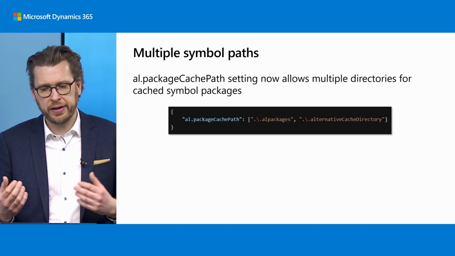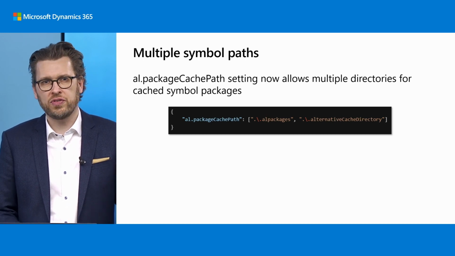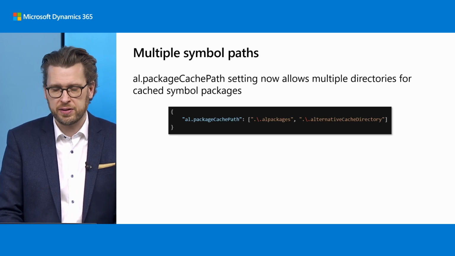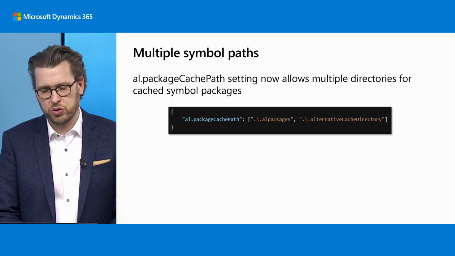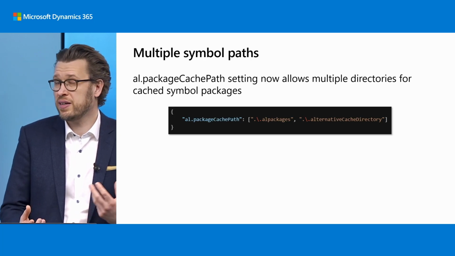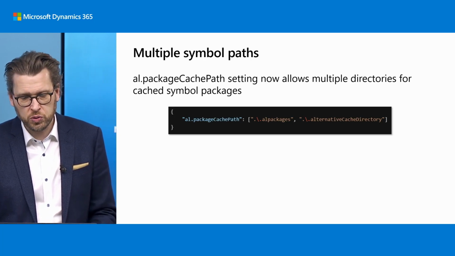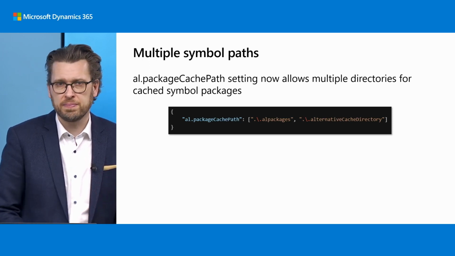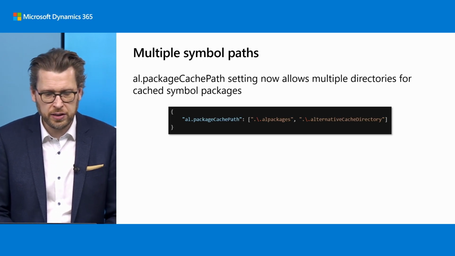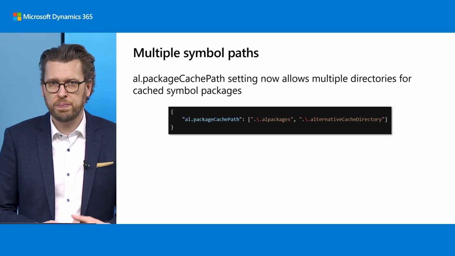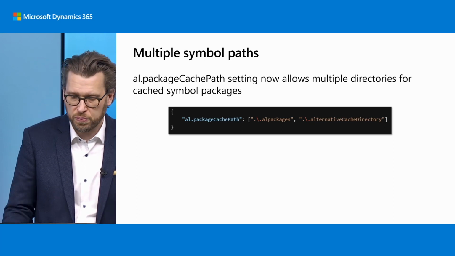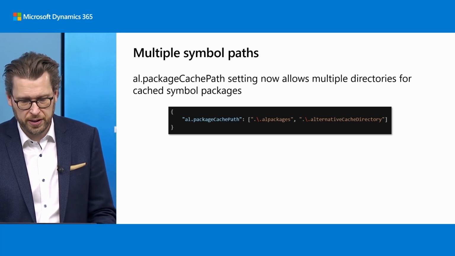Now, when you're working on a new extension, there's often a need to develop against other extensions, which might not be deployed on the Docker or sandbox environment that you're using. Or maybe you just want to use the new AL Explorer that we saw Esben show before to inspect some solutions. And so you would really like to use some symbols that you haven't downloaded from a server, but you got from somewhere else. And now the al.packageCachePath will support pointing to multiple directories for these symbols, right? Before we only supported one path, now we support multiple paths.